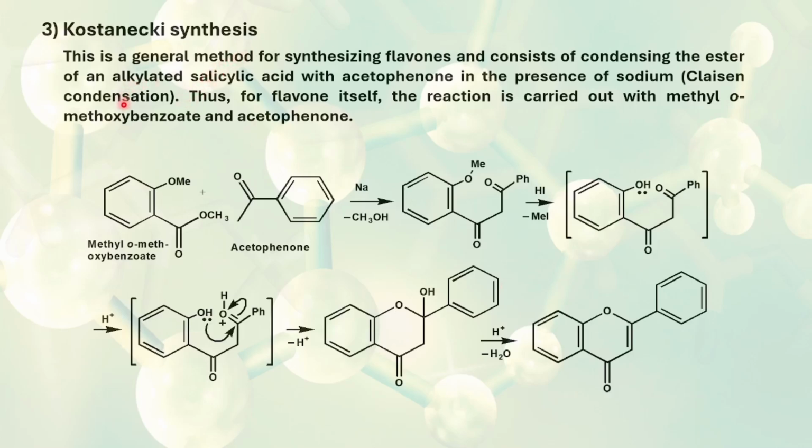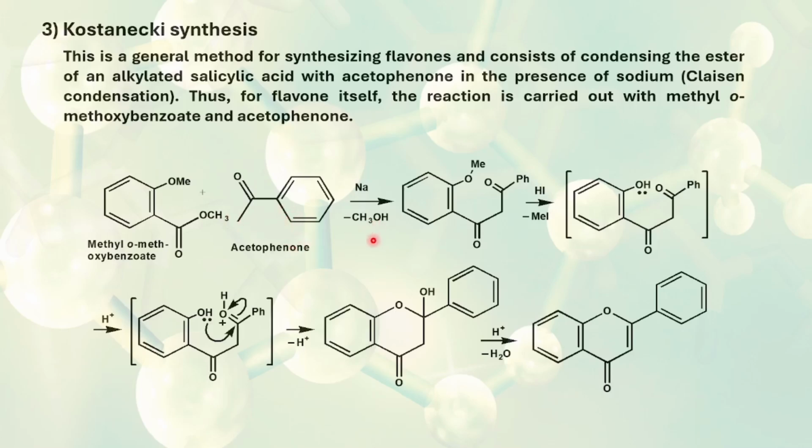Kostanecki synthesis. This is a general method for synthesizing flavones and consists of condensing the ester of an alkylated salicylic acid with acetophenone in the presence of sodium, a Claisen condensation. Thus, for flavone itself, the reaction is carried out with methyl ortho-methoxybenzoate and acetophenone.